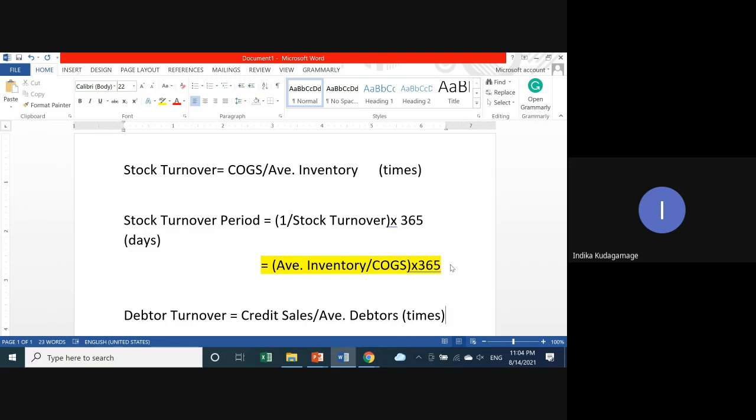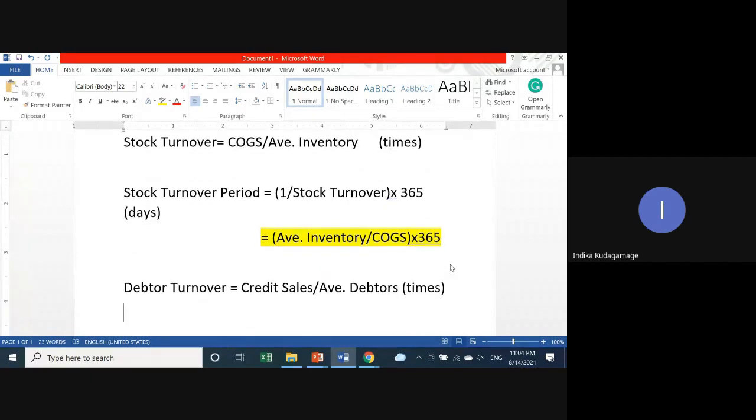Then debtor collection or debtor turnover indicates how many times per annum we collect our debtors. The larger the number here, that means 10 times, 12 times, 50 times, like that, the larger the number, the better the collection is. If we collect only 2 times or only 3 times, that is bad because we take a lot of time.